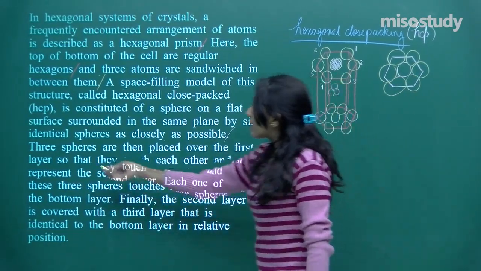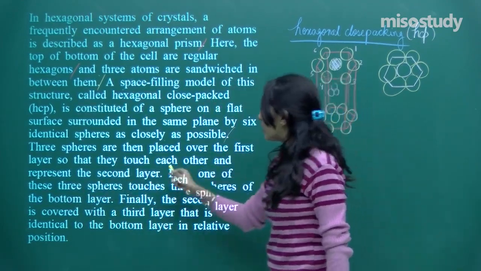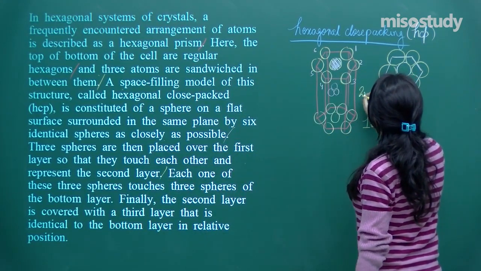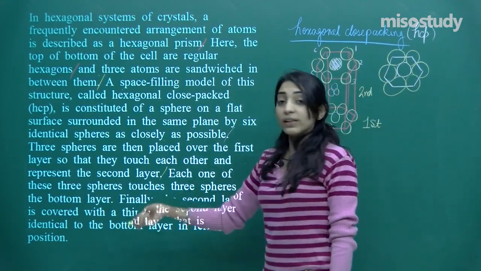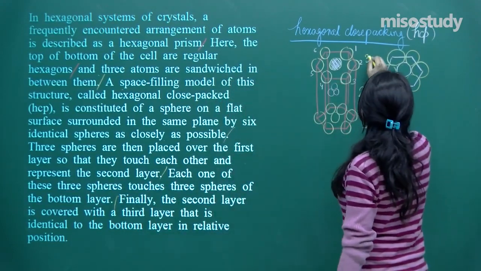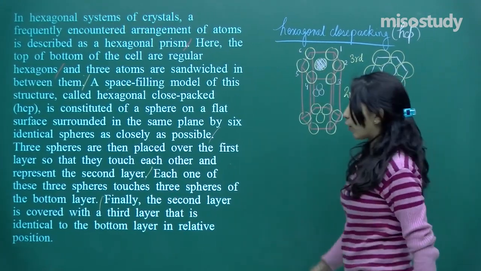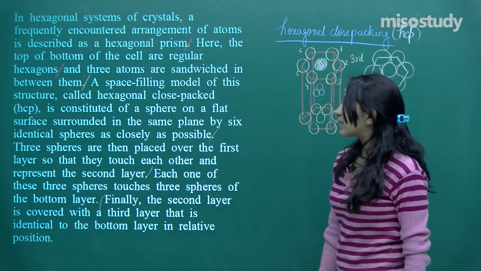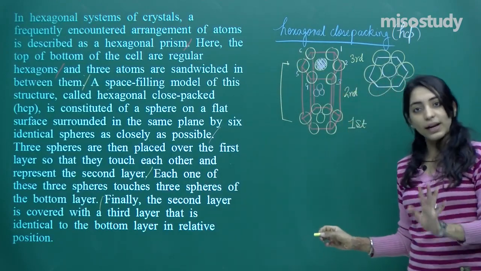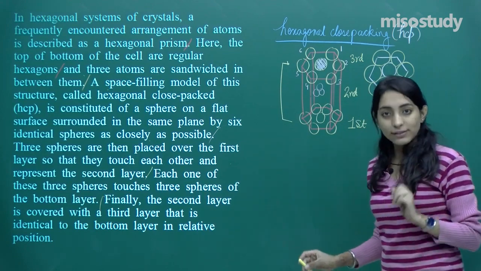Moving further, 3 spheres are then placed over the first layer so that they touch each other and represent the second layer. So see, you can consider this as the first layer and you can consider this as the second layer. Each of these 3 spheres touches the 3 spheres of the bottom layer. And then this is the third layer. So these 3 spheres are touching this also, and these 3 spheres are touching the top layer also. Finally, the second layer is covered with a third layer that is identical to the bottom layer. So this is what he has described, right? In this passage, he has just given you the description of what a hexagonal close packed structure is.